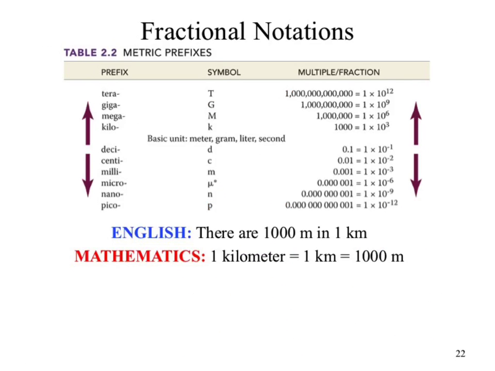Fractional notations. So in English, there are 1,000 meters in 1 kilometer. Mathematics means 1 kilometer. Oh, God, kilometer is such a long word. I wish I could abbreviate that. 1 km equals 1,000 meters. So there we go. We've got it.